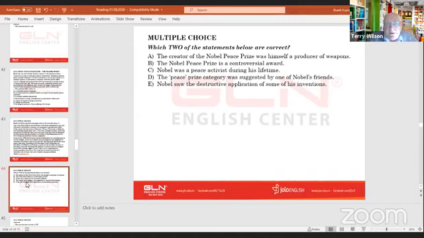So the creator of the Nobel Peace Prize was himself a producer of weapons. The Nobel Peace Prize is a controversial award. Nobel was a peace activist during his lifetime. The Peace Prize category was suggested by one of Nobel's friends, and Nobel saw the destructive application of some of his inventions.